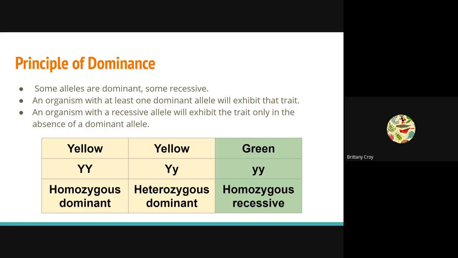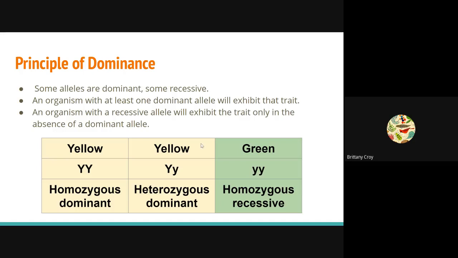This led him to one of his most famous conclusions, known as the principle of dominance. So some alleles are dominant, some are recessive. If an organism has even one dominant allele, it will show that trait. An organism will only show a recessive trait if it doesn't have the dominant alleles.